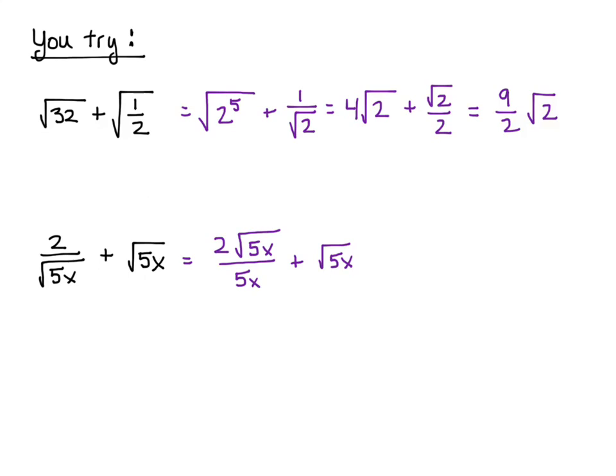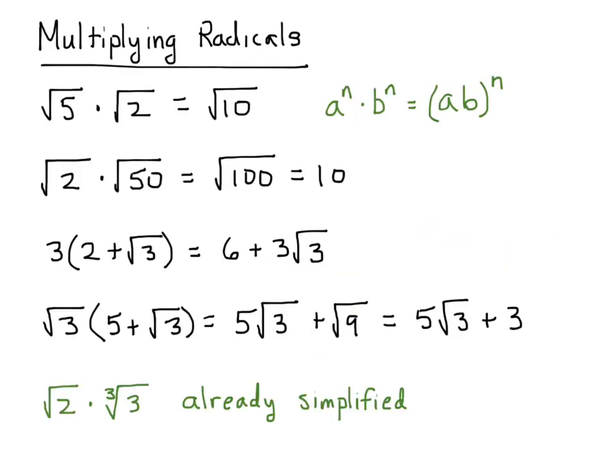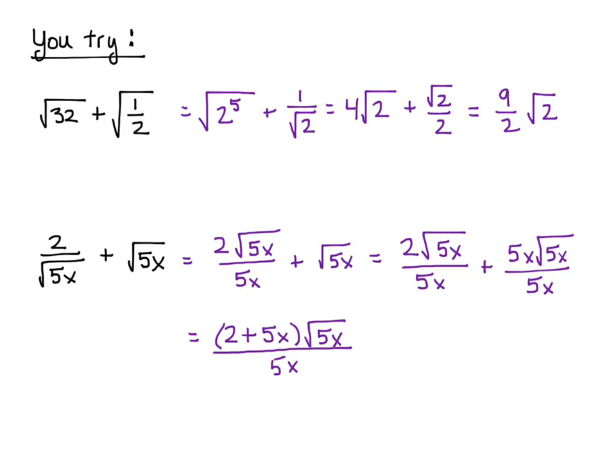We can say there's 2 ways to do this. I can put it over a common denominator by multiplying the second one by 5x over 5x, and then I'll get 2 plus 5x times the square root of 5x over our common denominator. That's one way to do it.